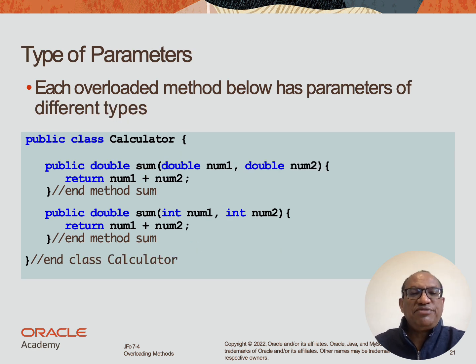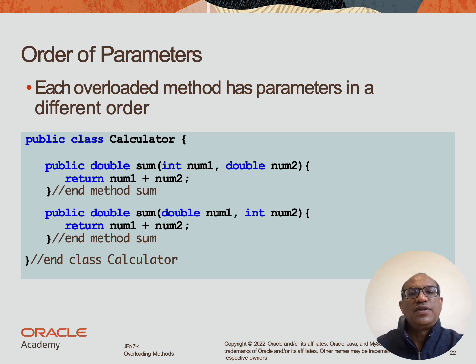Or how about different types? Still a valid overload. Java can tell the difference. And even parameter order matters. Same types, but different order, meaning different method signature.